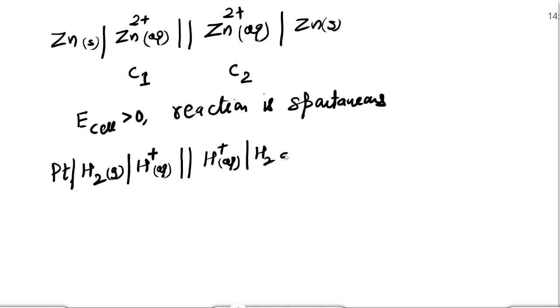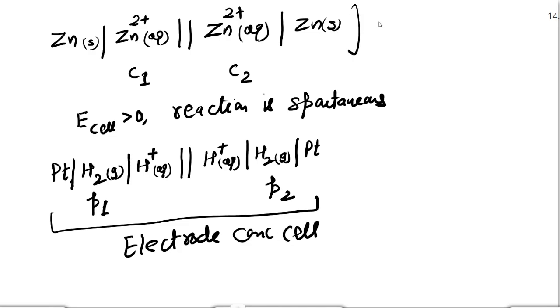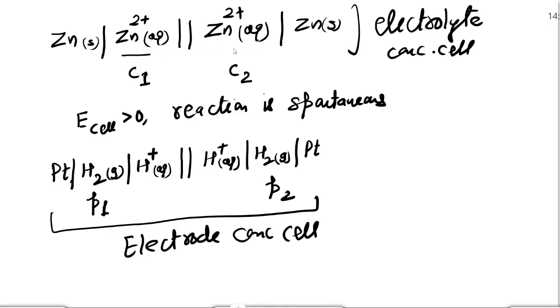This is another concentration cell. Pressure of the electrodes are different. This is called an electrode concentration cell, and the first one is an electrolyte concentration cell. In the first case, the concentrations of the electrolytes are different. In the second case, the concentrations of the electrodes are different.